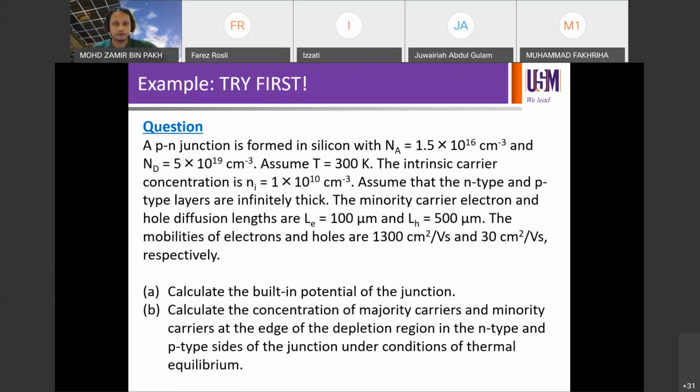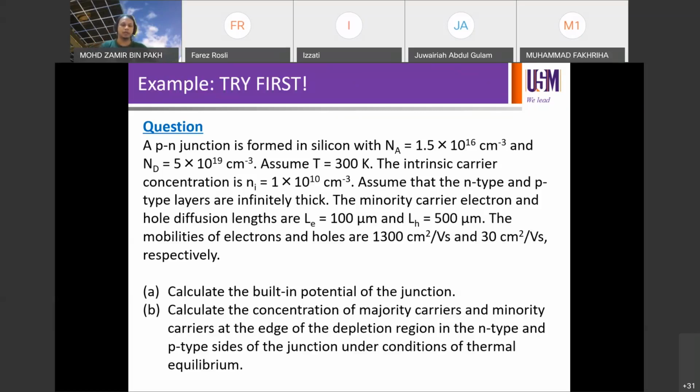Okay, a PN junction is formed in silicon with Na 1.5 times 10 to the 16 and Nd 5 times 10 to the 19. So N-type there is 5 times 10 to the 19, and P-type there is 1.5 times 10 to the 16. At 300 Kelvin, the intrinsic carrier concentration is 1 times 10 to the 10. We know this already. Assume that the P-type and N-type layers are infinitely thick.